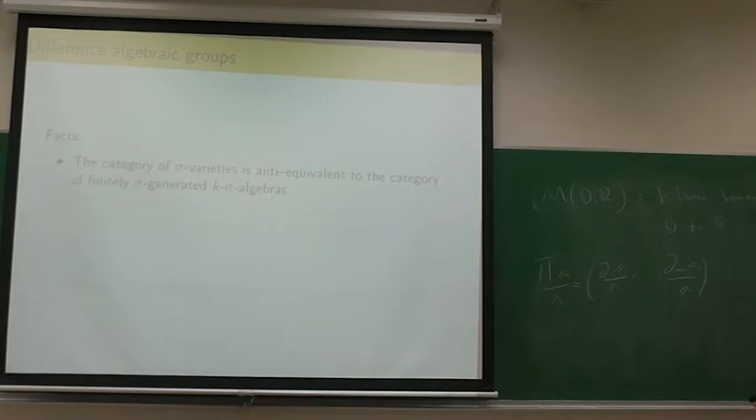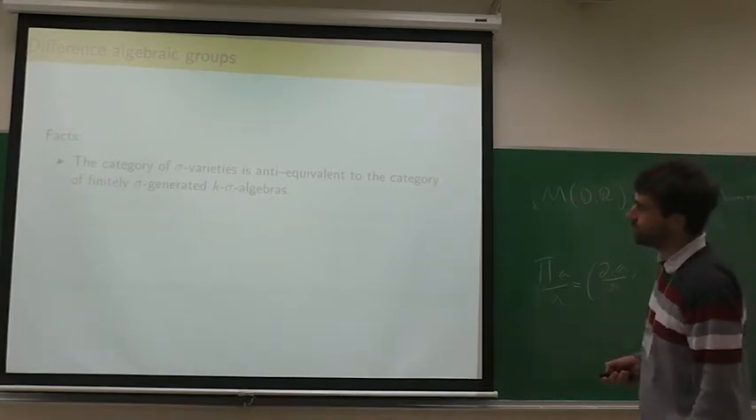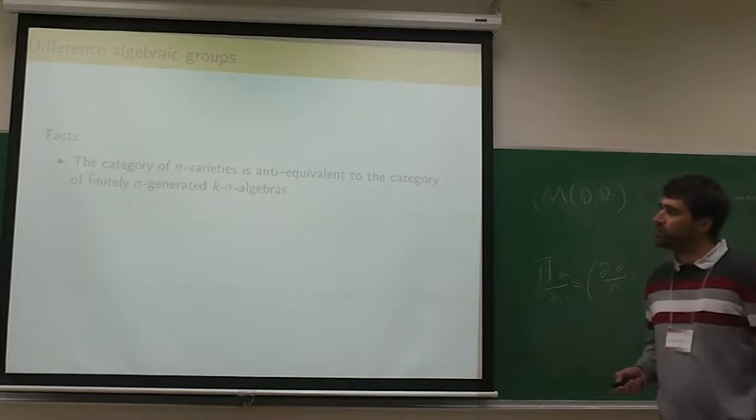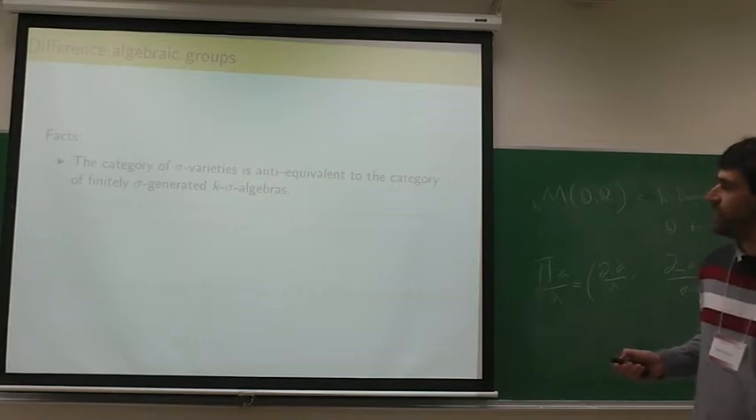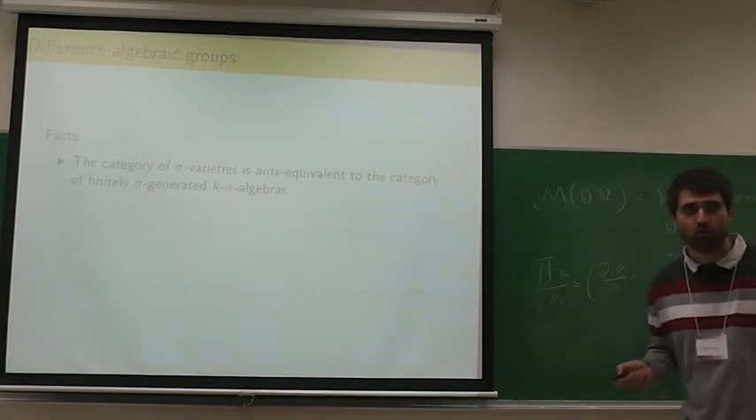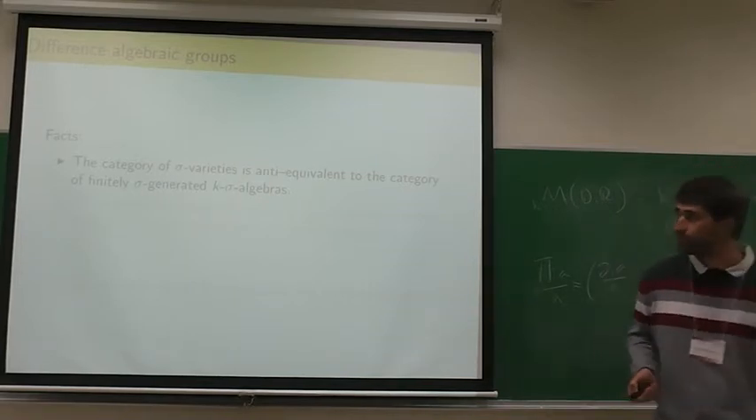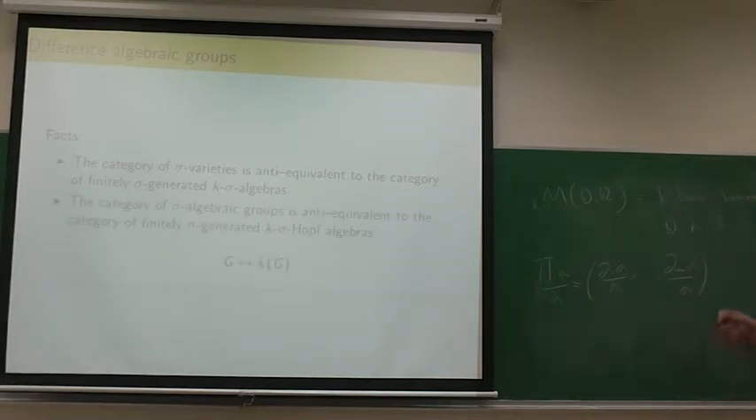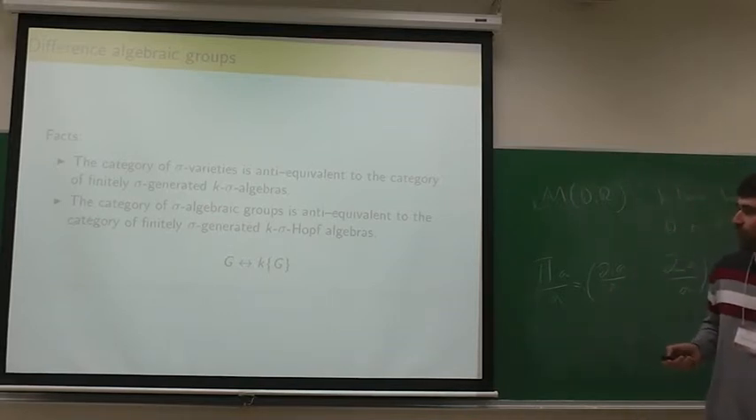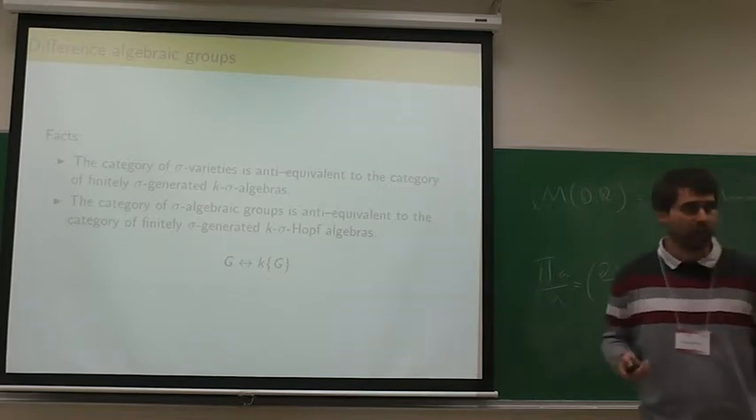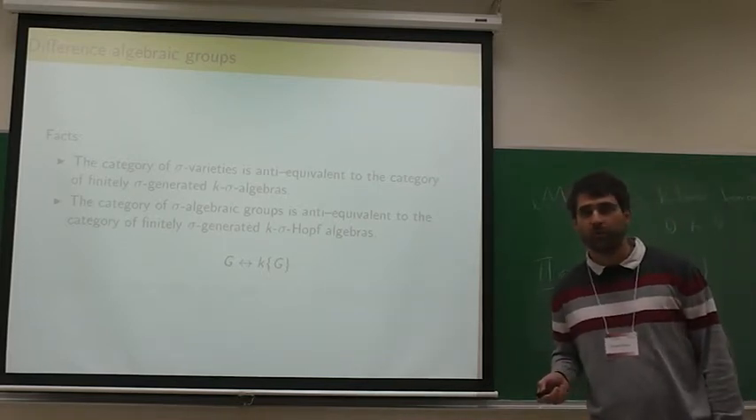So some easy facts: the category of difference varieties is anti-equivalent to the category of finitely sigma-generated K-sigma algebras. Finitely sigma-generated just means that you can write the algebra as a quotient of the difference polynomial ring. And then you immediately see that the category of difference algebraic groups is anti-equivalent to the category of finitely sigma-generated K-sigma Hopf algebras. A K-sigma Hopf algebra is a Hopf algebra over K such that the Hopf algebra structure maps commute with sigma.